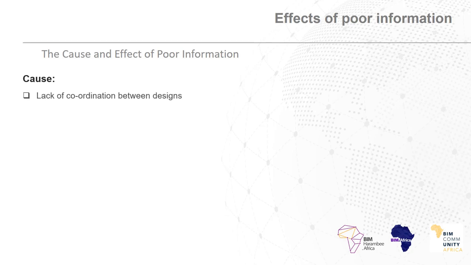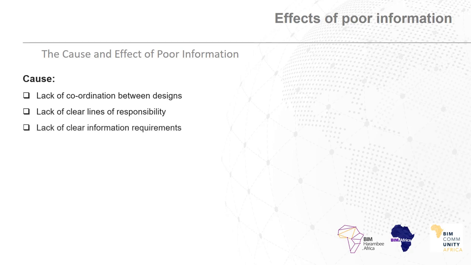Lack of coordination between designs. Without a defined origin point, it will have been difficult to compare and align designs from different task teams. Lack of clear lines of responsibility. Without a firm responsibility matrix, elements will be produced on drawings multiple times, increasing the likelihood of errors. Lack of clear information requirements. Without a clear idea of what information is needed to be produced, information will likely be incomplete or ambiguous.